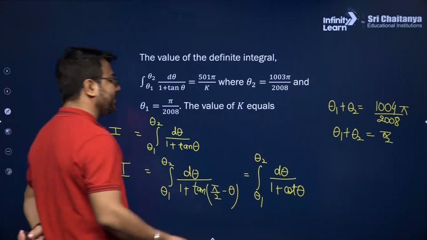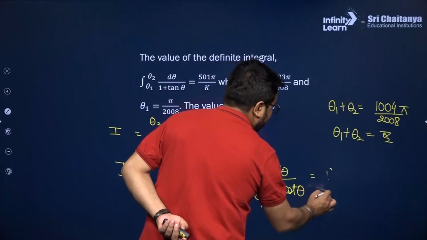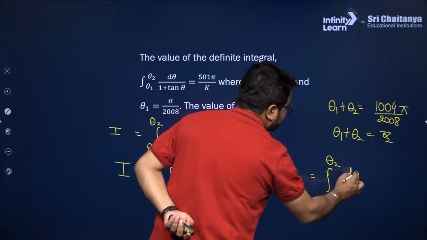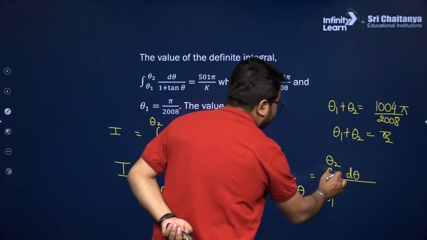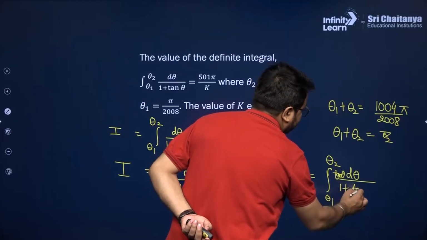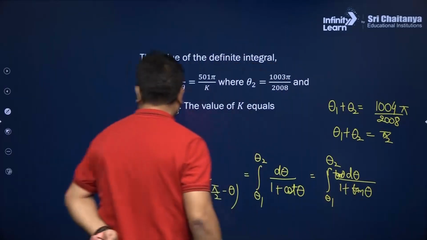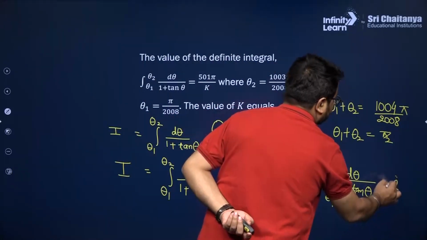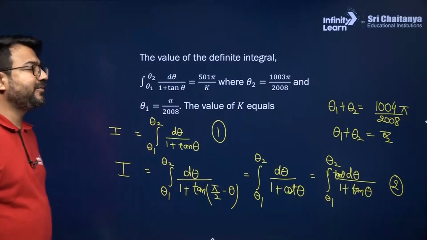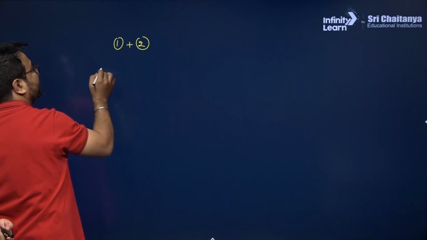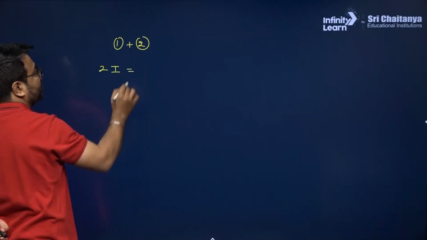This cot theta can be written as 1 upon tan theta, and after taking the LCM, in this particular situation we are having d theta with a tan theta, and here we have 1 plus tan theta. Now this is equation number 1, this is equation number 2. I'm trying to add the first and second equation. So if I add the first and second equation, I plus I will be equal to 2I.